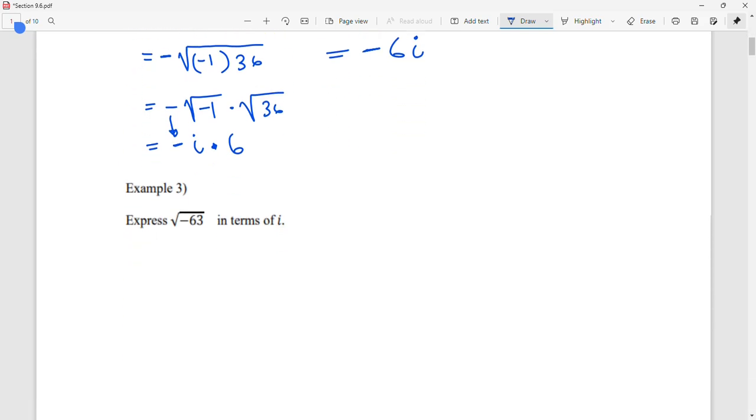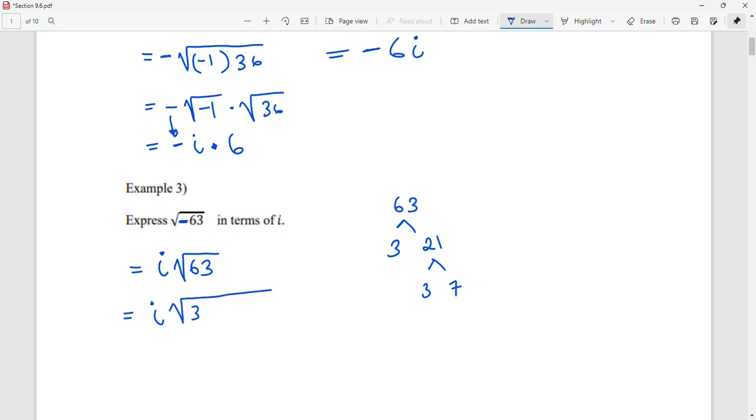In example 3, we can do the same process. Every single time I take the square root of a negative number, we can just pull out the i to the front, leaving us a square root of 63. Now for 63, we could use the prime factorization. 63 is 3 times 21, and 21 is 3 times 7. So we can rewrite this as i times the square root of 3 times 3 times 7. We're looking for groups of 2, so let's circle that, and we'll put the 3 into the front. So this is 3i times the square root of 7.